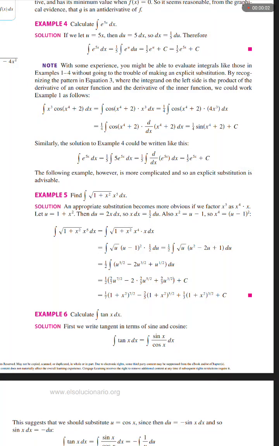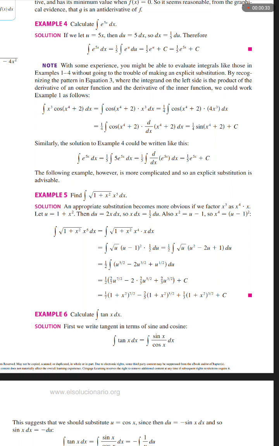Example 4. Calculate the integral of e to the power of 5x dx. Solution. If we let u equal 5x, then du equals 5 dx. So dx equals 1 over 5 du. Therefore, the integral of e to the power of 5x dx equals 1/5 the integral of e to the power u du, which equals 1 over 5 times e to the power u plus big C, which equals 1 over 5 e to the power of 5x plus big C.